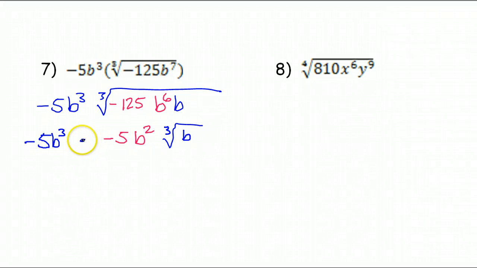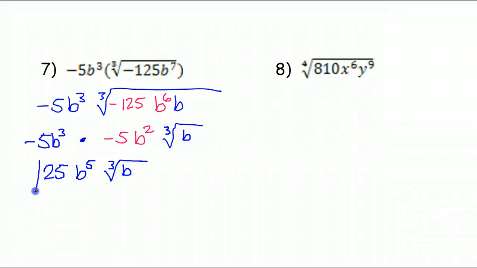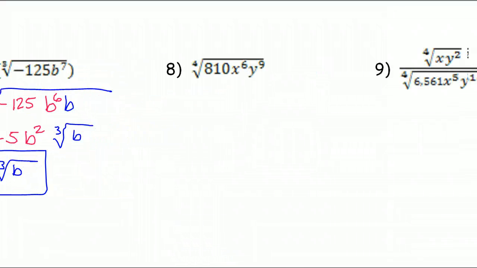The stuff out front is multiplying. So in the end, I'm going to multiply all this together. So negative 5 times negative 5 is positive 25. b to the 3rd times b squared is b to the 5th power. And then I've still got my cube root b. So this will be your final answer for number 7.